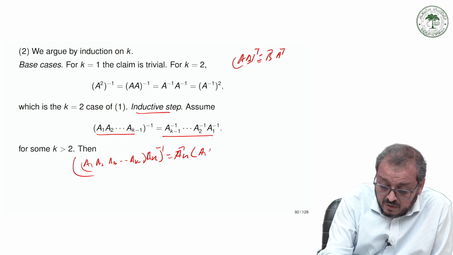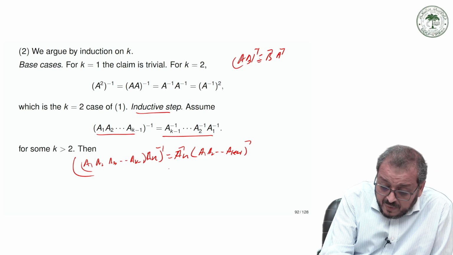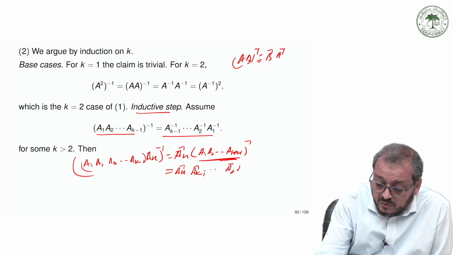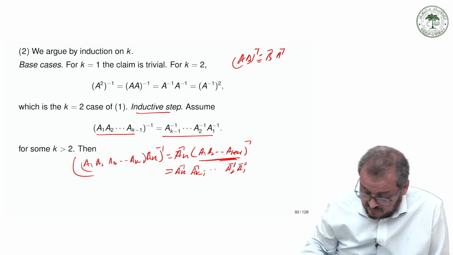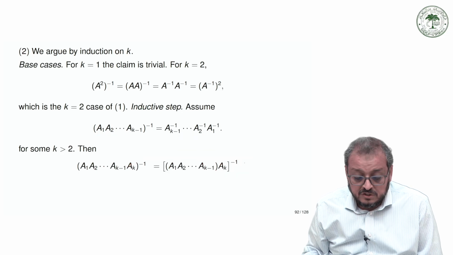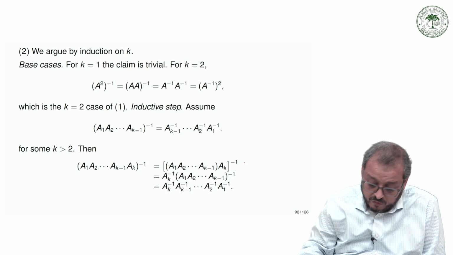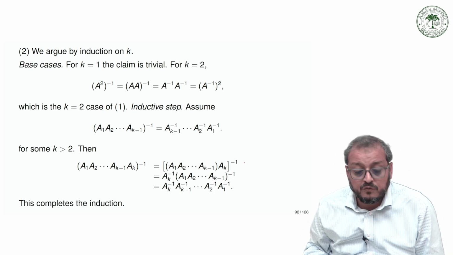Then we have (a1 a2 up to a(k-1)) a(k) inverse, and by the inductive hypothesis, this is equal to what? This is nothing but a(k) inverse, a(k-1) inverse, and so on up to a2 inverse and a1 inverse. So in this case we can get this solution. This is true, and then we complete the proof by the induction hypothesis. We can prove this result is true for all values of k.